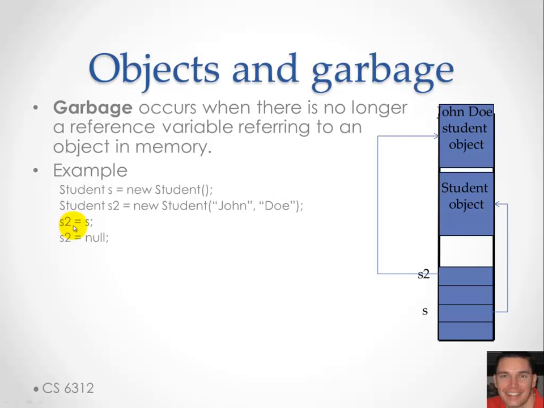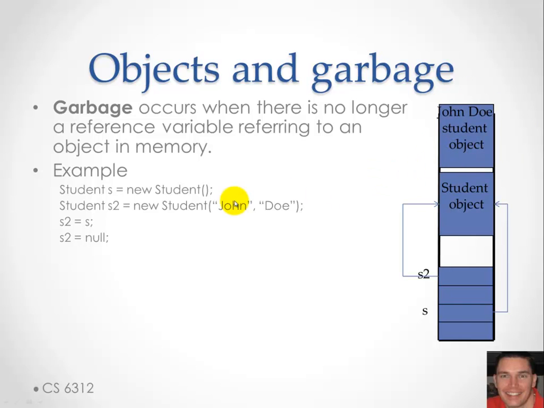Now when I say S2 equals S, that means I'm going to take the address here and copy it up into S2 at that particular time, then S2 points to this particular student object. Notice now that there are no variables referring to this student object here. At that point, this object has become garbage. That means there's no way that we can access it, and it's taking up memory.